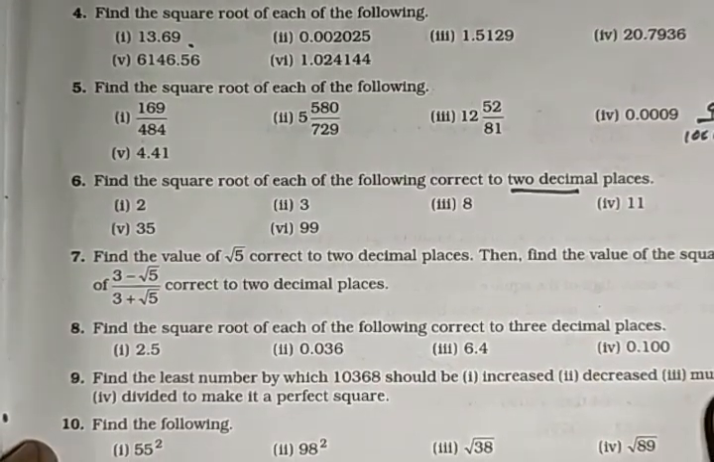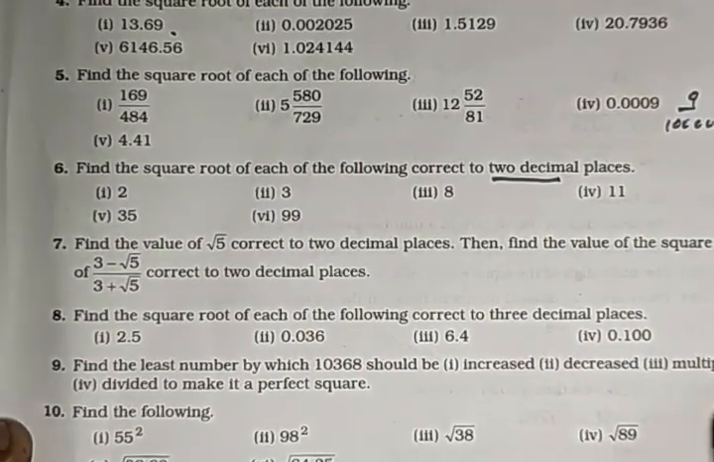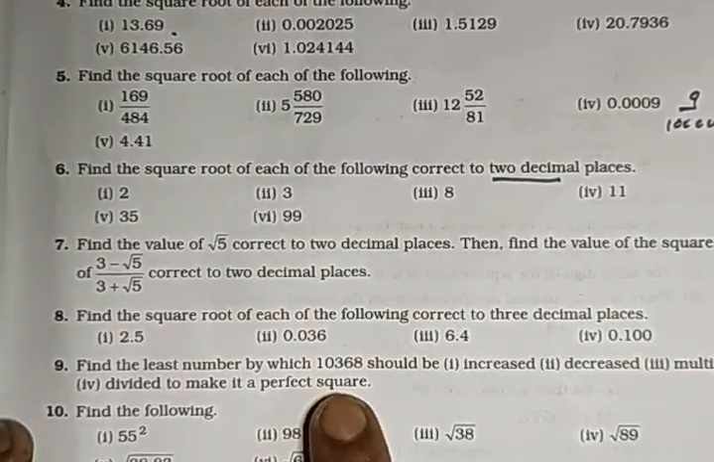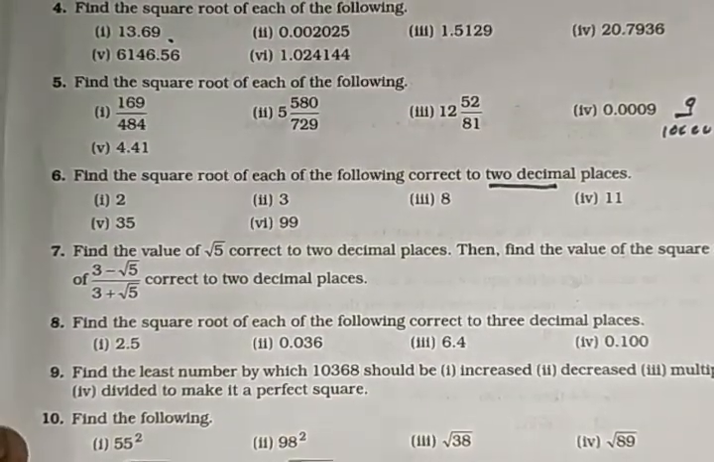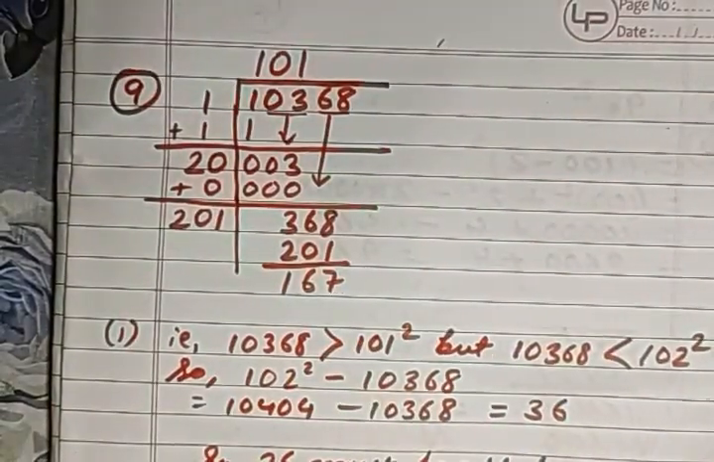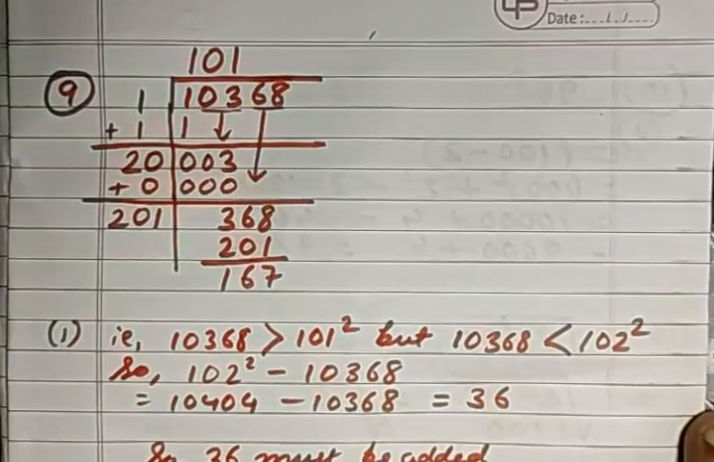Question number 9 says: find the least number by which 10368 should be increased, decreased, multiplied and divided to make it a perfect square. Okay, so this is supposed to be done like this. See how I have done over here.